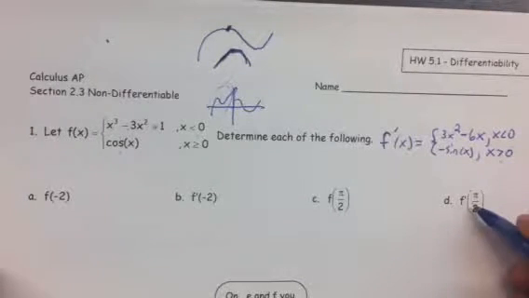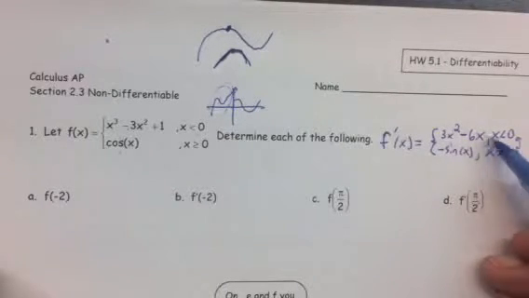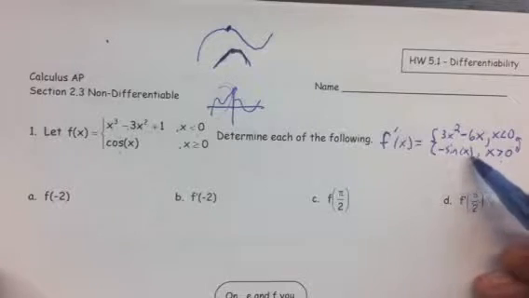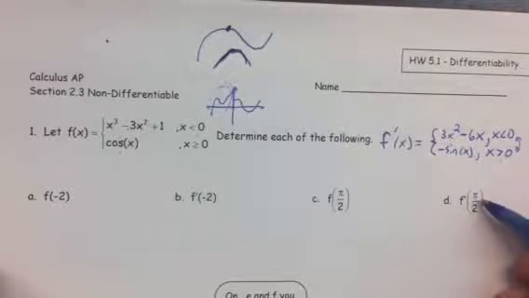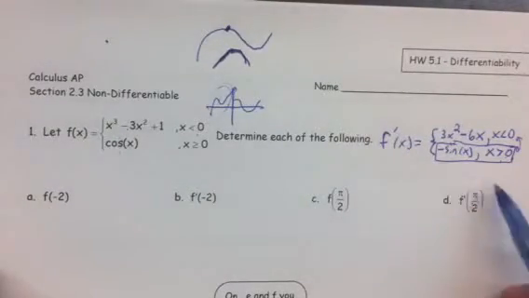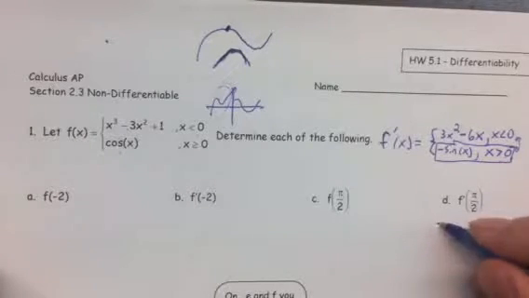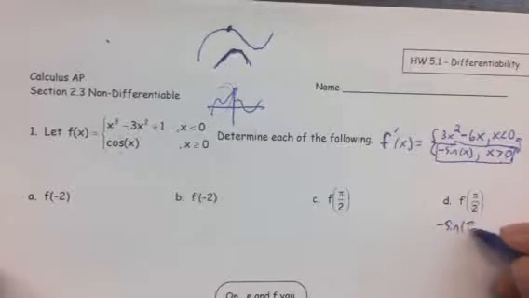And so now let's check f prime of pi over 2. So we need to know which part of the function we are on. It's this cubic when x is less than 0, and it's this trig function when x is greater than 0. Pi over 2 is a positive number, so it's greater than 0. So we're on this part. So f prime of pi over 2, since it's above 0, is just negative sine of pi over 2.